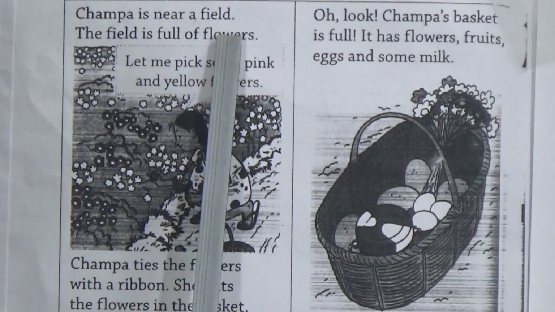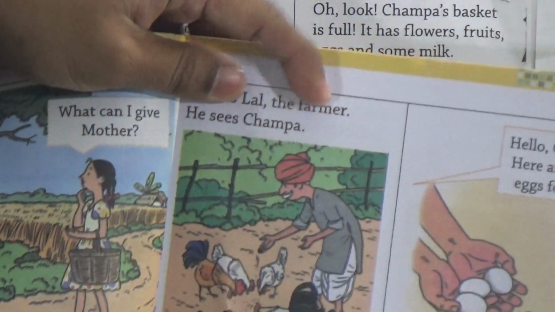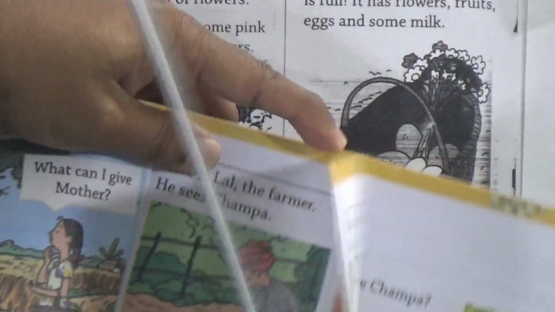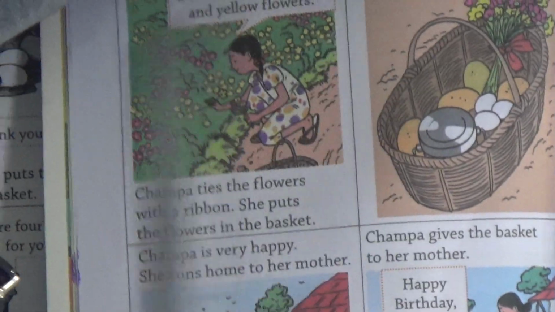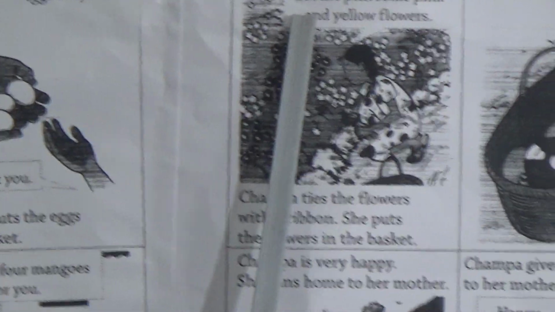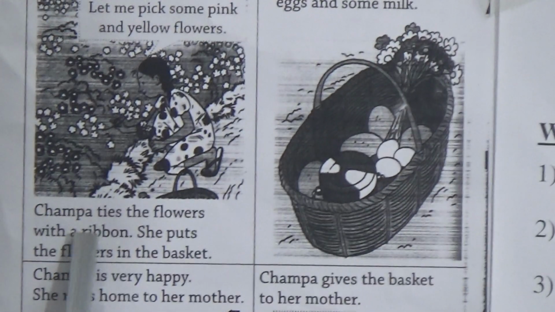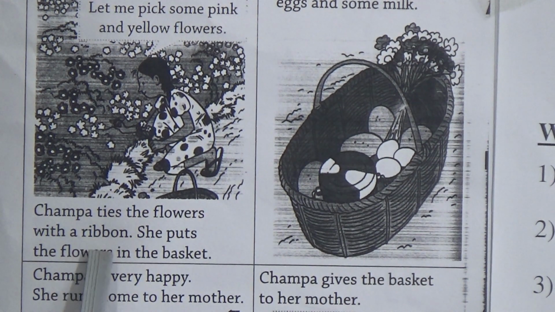Champa is near a field. The field is full of flowers. So this is the field. Champa has moved to a field. You can see the flowers. The field is full of flowers. So let me pick some pink and yellow flowers. Champa ties the flowers with a ribbon. She puts the flowers in the basket.